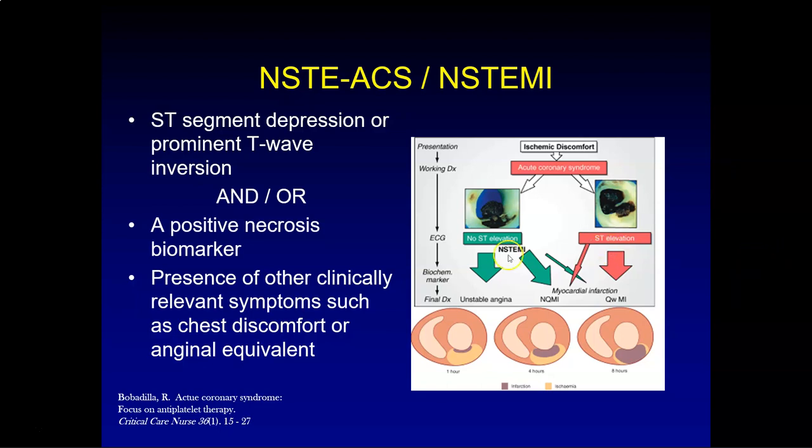All right, so it's pretty simple, okay? ST segment depression or prominent T-wave inversion and/or positive necrosis biomarkers. So that's where we start seeing these biomarkers come into play. We talked about them previously. We'll look at those here in a minute too, okay? And then presence of other clinically relevant symptoms such as chest discomfort or its equivalent. So presentation, working diagnosis. We're already in the I don't have oxygen area causing ACS. So if I have no ST elevation, okay, this could fall under the unstable angina or the NSTE-ACS syndromes. Okay. So what am I looking for?